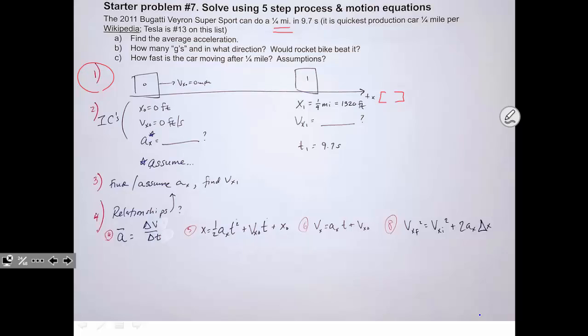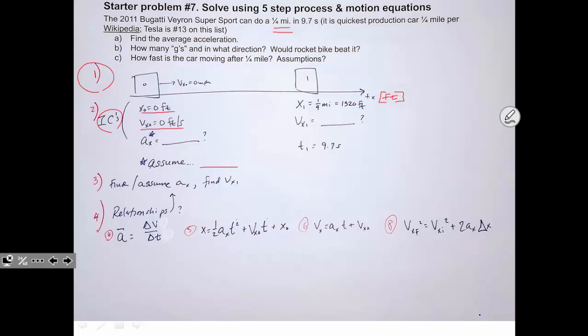Okay, so they ask us in part 3 of the 5-step process to find our acceleration. We made an assumption already that it's going to be constant acceleration. And they asked us to find the final velocity at this point. So how do we find our acceleration? The number of G's based on the acceleration, and we can compare this to the rocket bike to see if this is faster than the rocket bike. And then how fast is this car moving after a quarter of a mile?